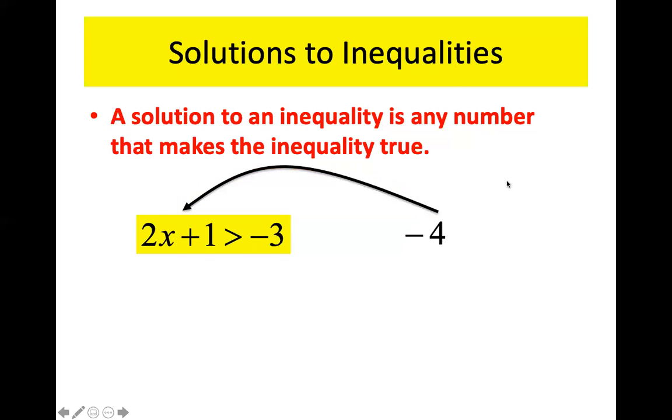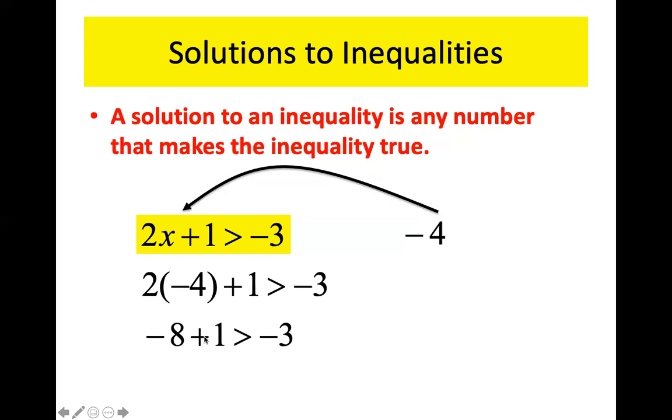So let's see. 2 times negative 4 plus 1. See if that's bigger than negative 3. Use PEMDAS. 2 times negative 4 is negative 8. Negative 8 plus 1.